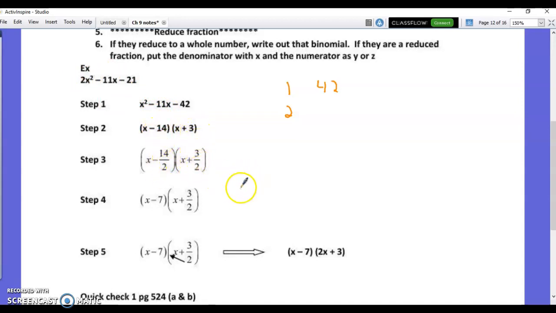You reduce the fractions then. 14 over 2 reduces to 7. 3 over 2 is already reduced, so it stays the same. And then that final step, since we have a reduced fraction, the 2 goes in front of the x and the 3 remains. So your answer becomes x minus 7, and then 2x plus 3. And that is your factored form using this method.